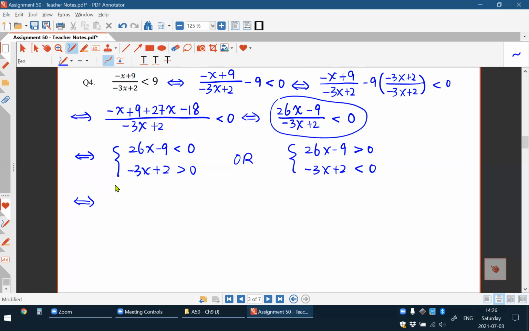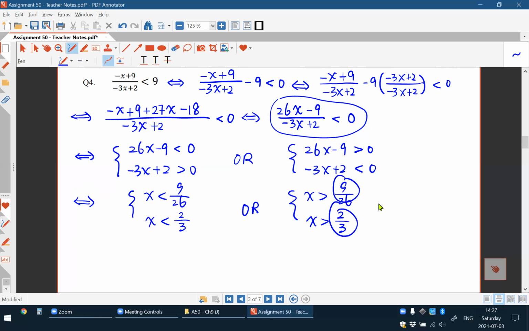Okay, so the solution of the first sub problem is x should be less than 9 over 26, and x should be less than 2 over 3, right? And the solution of the second problem is x should be larger than 9 over 26, and x should be larger than 2 over 3. Now we need to consider the relative positions of these two numbers here. Which one is larger?